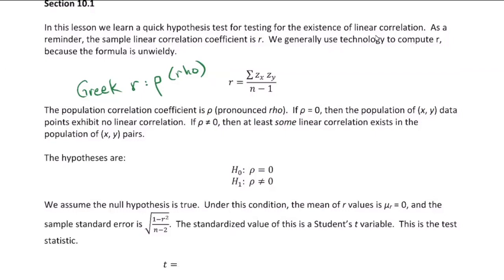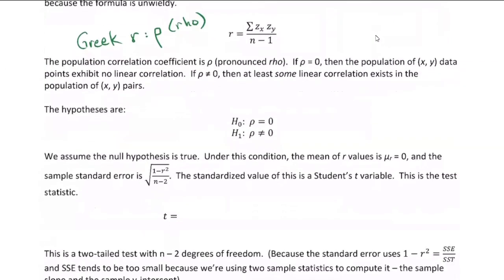So it says if rho is 0, then the population of XY data points exhibit no linear correlation. If rho is not 0, then at least some linear correlation exists in the population of data points. So we're going to have a null hypothesis and an alternative that's always the same here. We're going to claim that rho is 0 with the null hypothesis. So that, again, means that there's no linear correlation, against the alternative hypothesis that linear correlation exists.